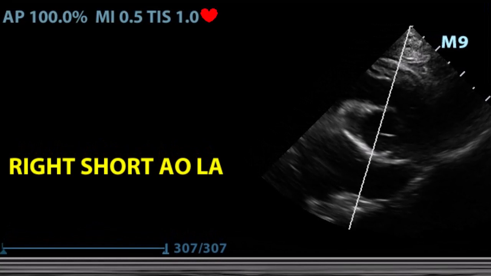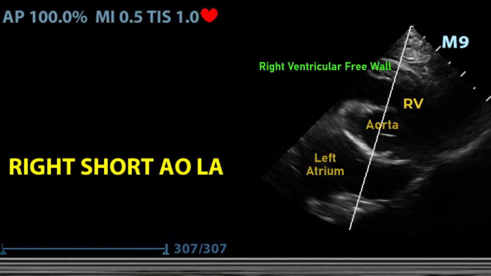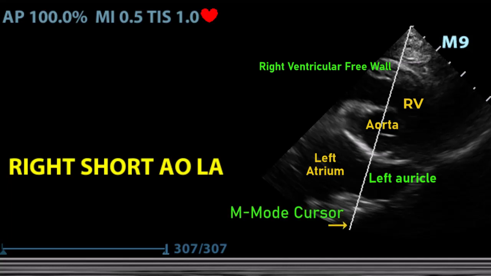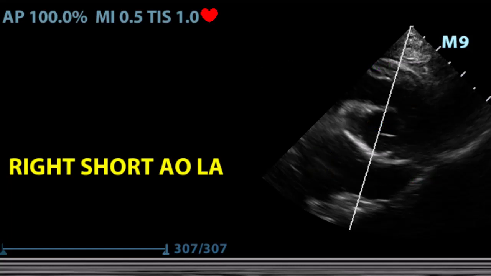Note the anatomy of the right side short axis left atrium aortic view. Note that in the right side short axis view, the M-mode cursor is actually crossing the aorta and left auricle rather than the greatest diameter of the left atrium. The aorta and left auricle at this point are usually close to the same diameter. The left atrium is usually larger than the left auricle.